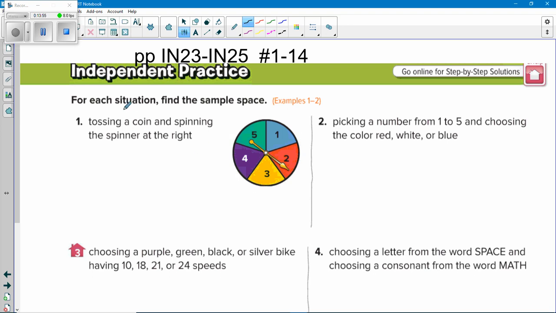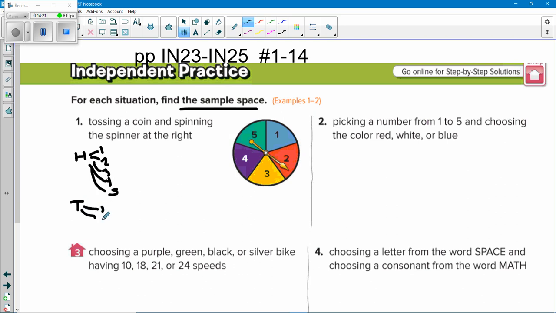You know, the first 4, they just want you to find the sample space. So if you toss a coin, what can happen when you toss a coin? Well, you can get heads or tails, right? Then the spinner could land on 1, 2, 3, 4, 5. Pardon my writing, it's horrible.